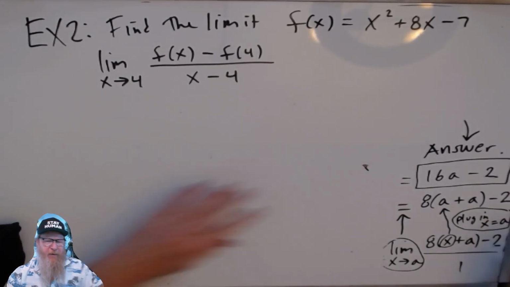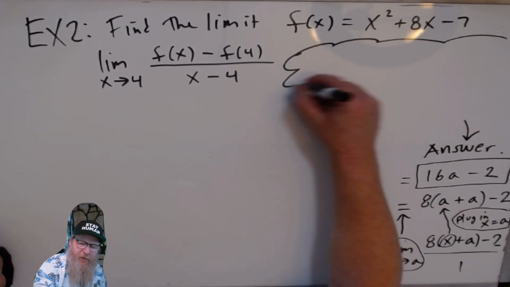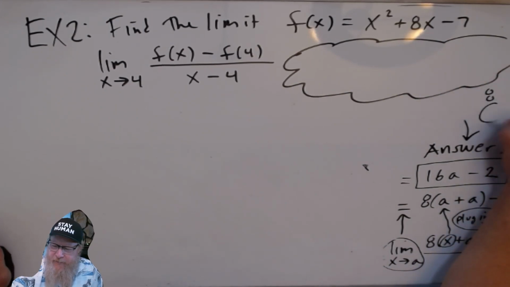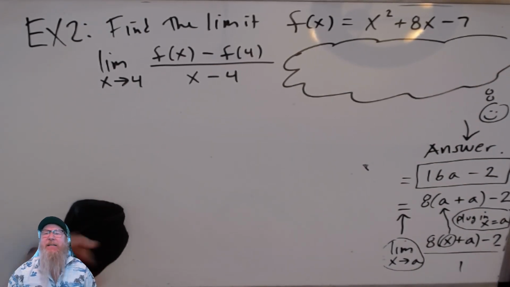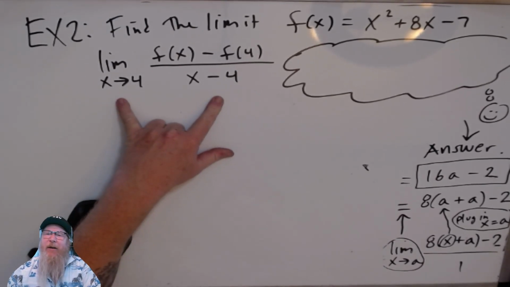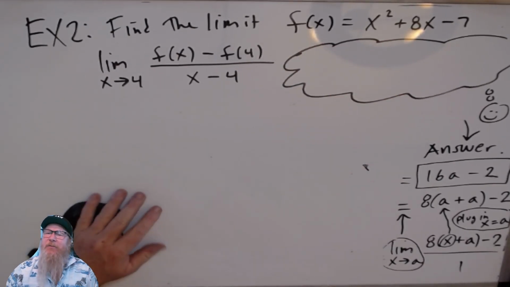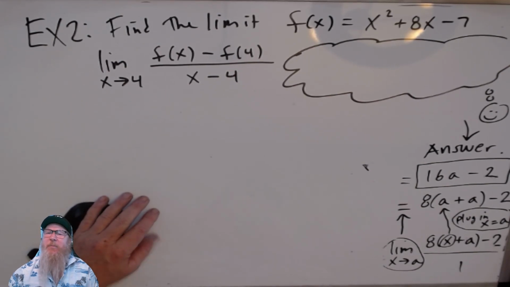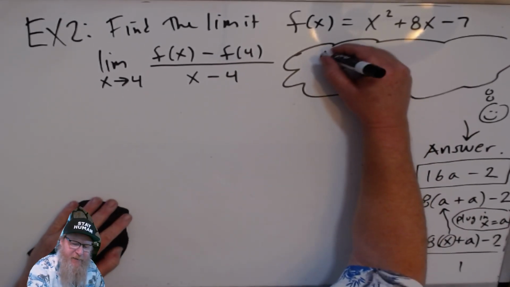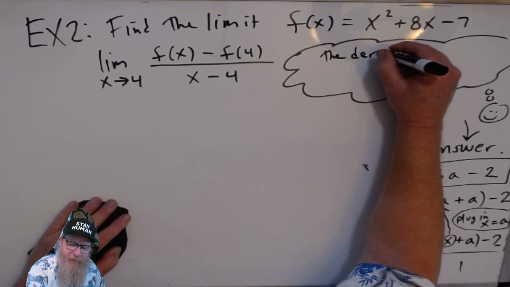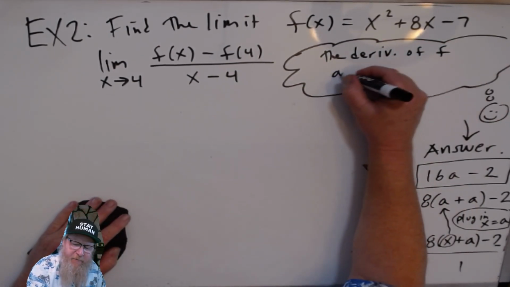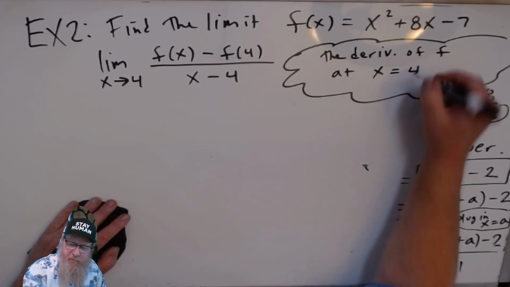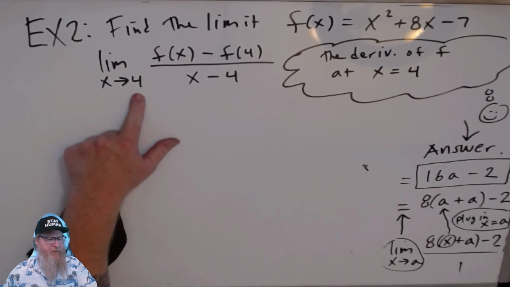So this is the derivative. Again, I like to have this little cloud here, so that when I'm talking about what this means, it's a limit, it's a function, right? Those are all things that we've dealt with in this course. But now we have this definition. This is the derivative. Let's say derivative of f at x equals 4, right? Because there's your a.